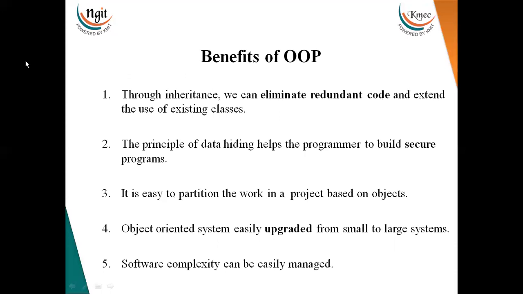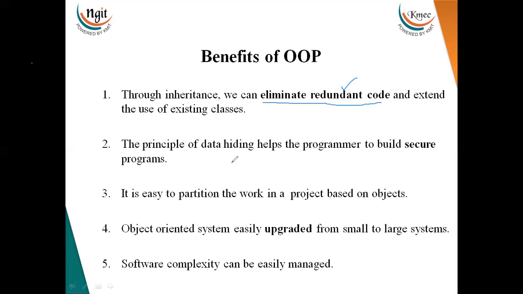Now, sir, what are the benefits of object-oriented programming? Whenever you are using object-oriented programming, we can eliminate the redundant code because you can reuse the same code again. You do not have to rewrite the same code again and again. By using inheritance, we are reusing the code. With that, the redundancy, that is nothing but duplication of the code, will be eliminated.